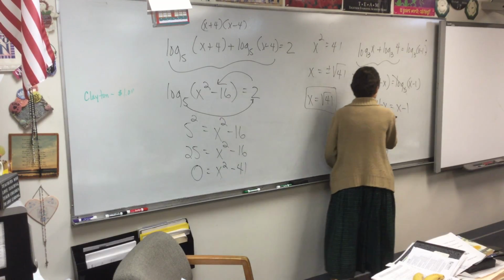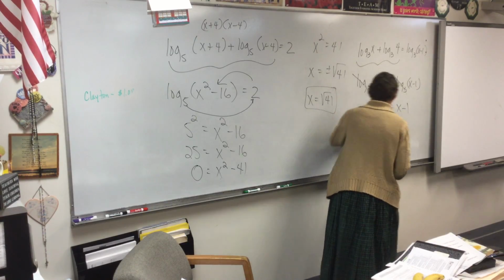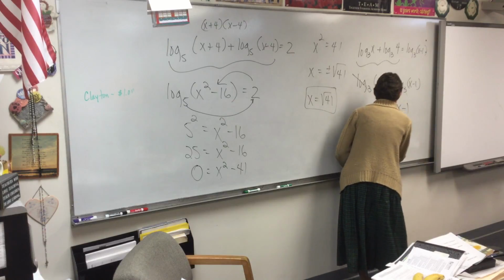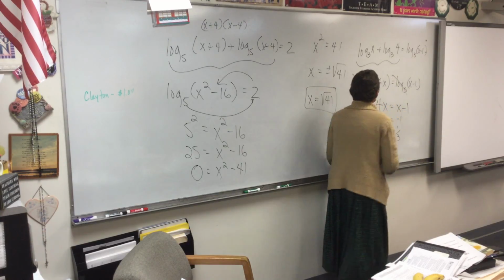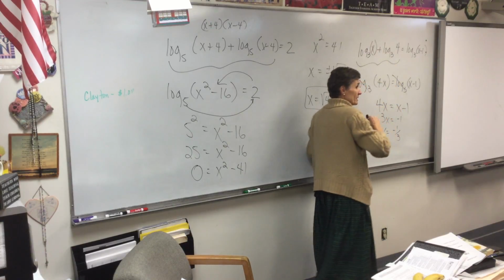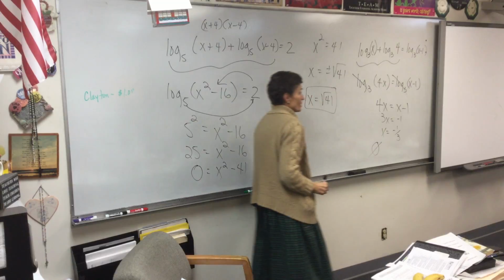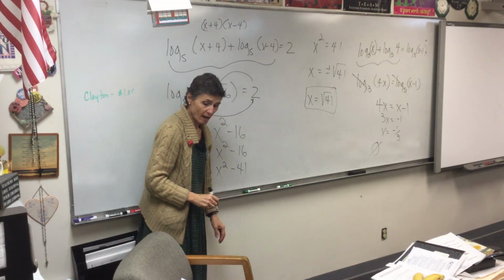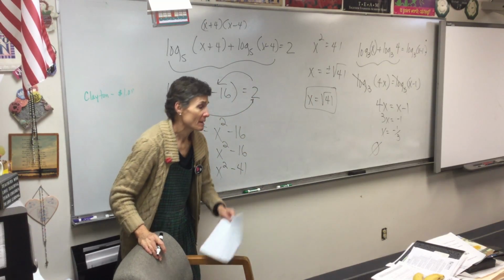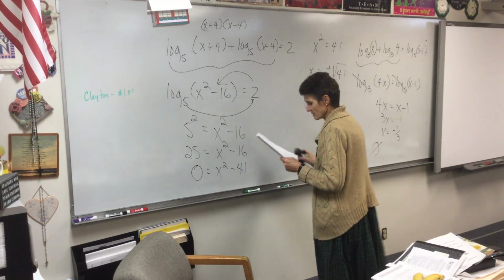So 3x equals negative 1, and x equals negative 1/3. Now let's go back to the beginning. Can we put a negative 1/3 in here? No solutions. The only answer we got, and we got it correctly, we did not make any mistakes. The only answer we got just doesn't work.